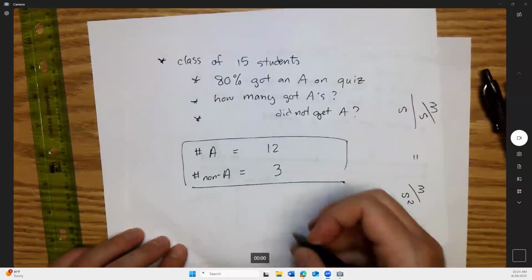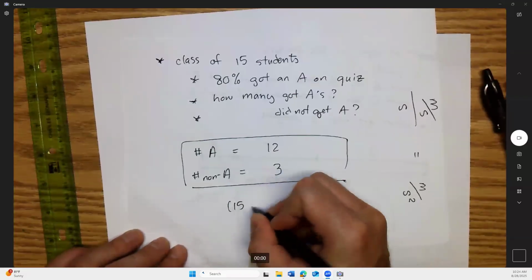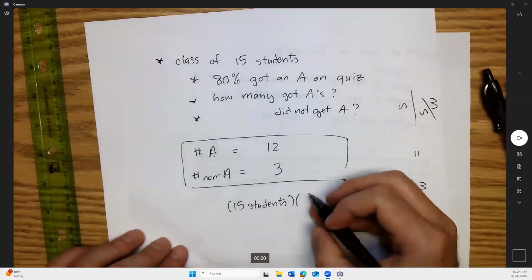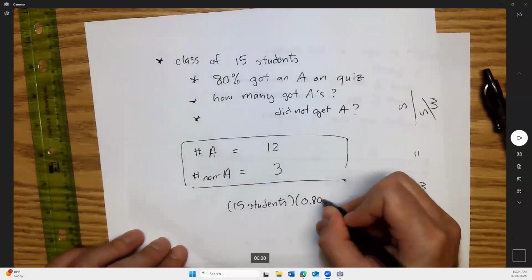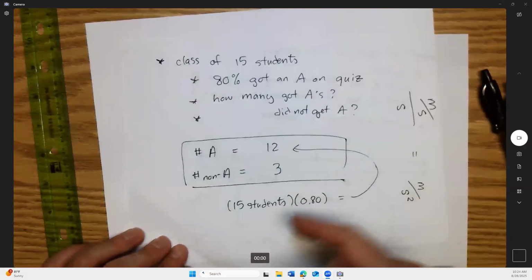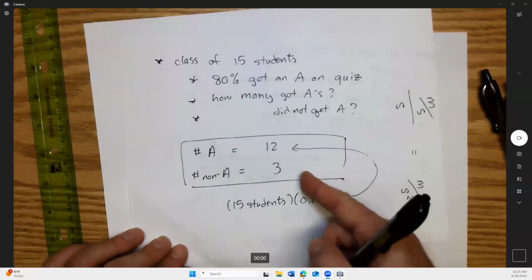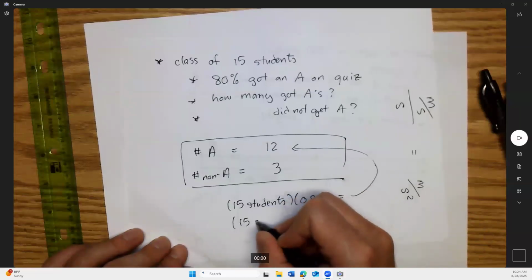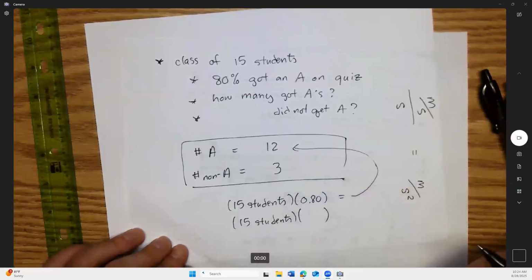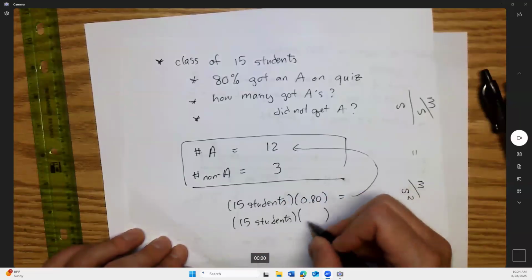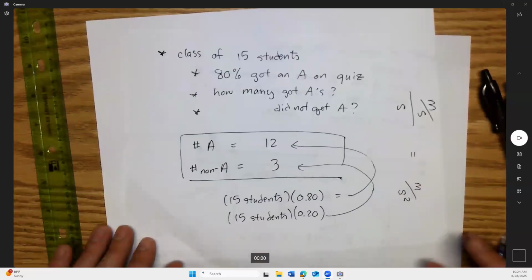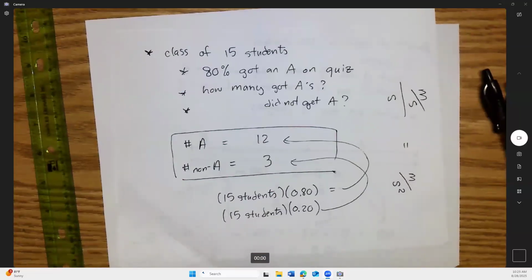Okay. Can you guys do 15 students times, because what is 80% as a decimal? Yeah, 0.80. That's that 12 right there. And then you could do 15 minus 12 gives you the other 3. Or the non-A's could also be students. What percentage did not get an A? Yeah, 20%. And then that would give you this 3 right here. All right, you got that there?